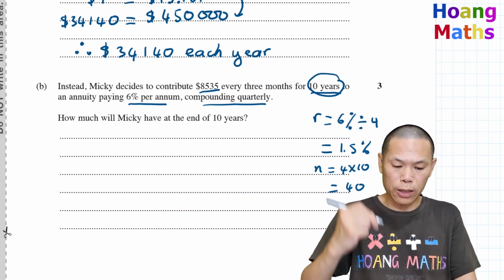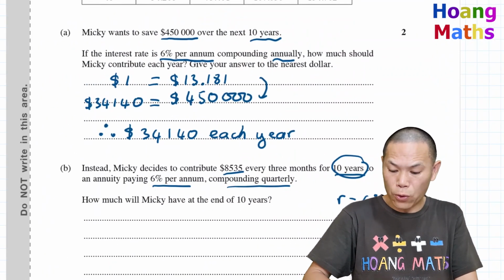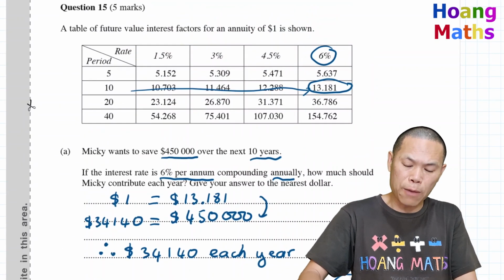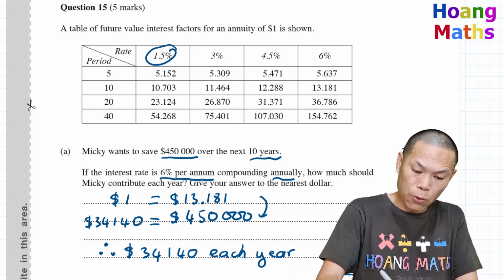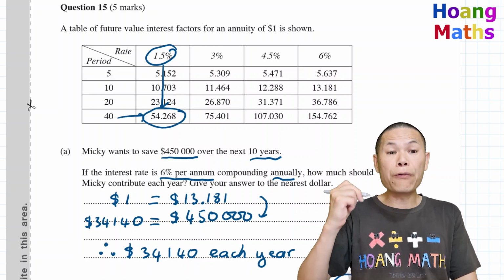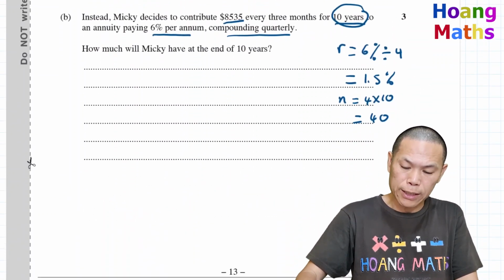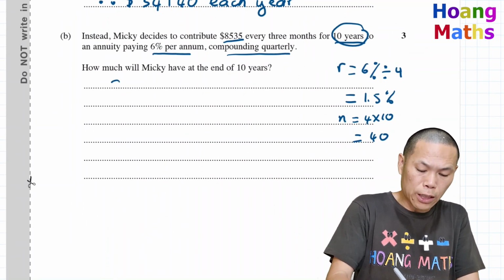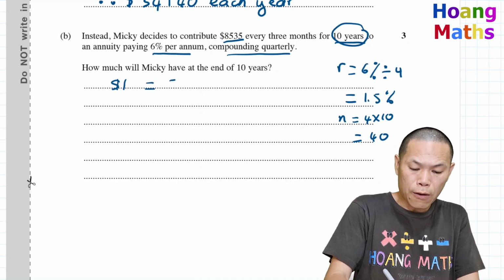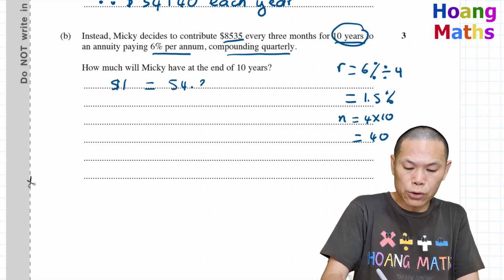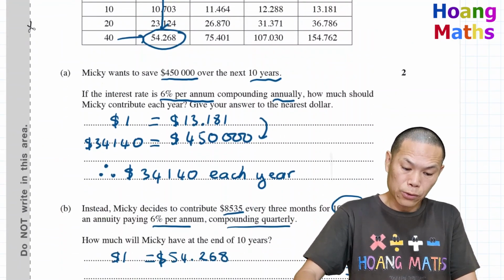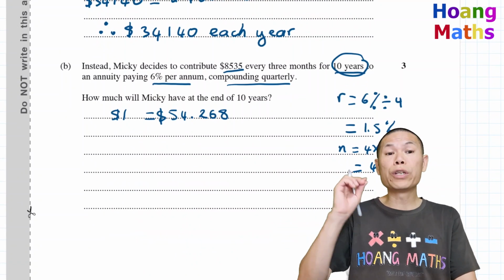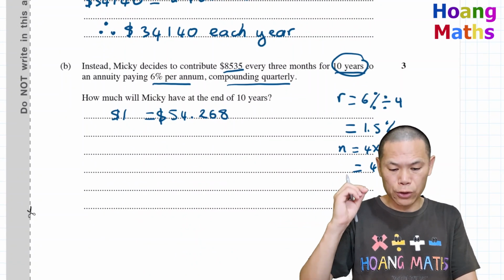So we need to just look at the table first. For N equals 40, and the interest rate is 1.5%, so this goes down, N is 40. So there you go, 54.268. Let me write this down first. So the annuity of $1 will give me $54.268. Just double check, 268. Yep, that's right. And of course, we need to work out his future value for 10 years.